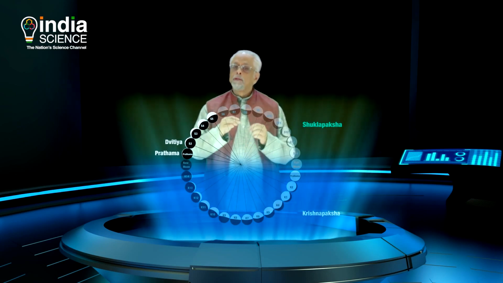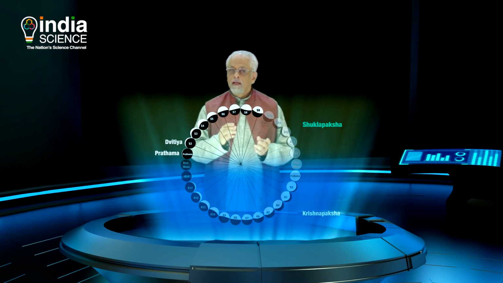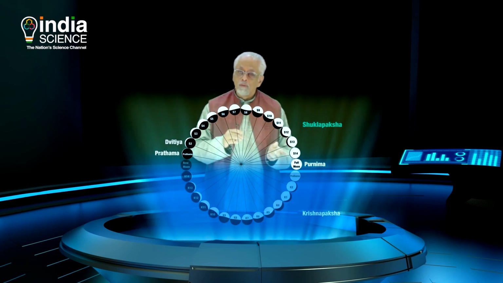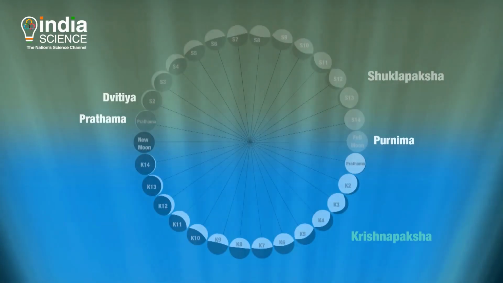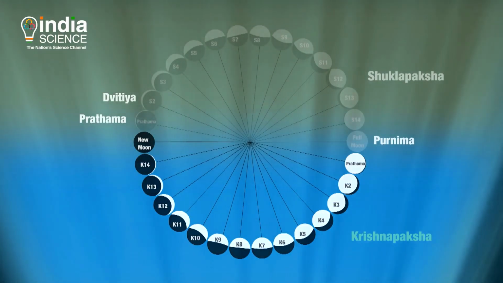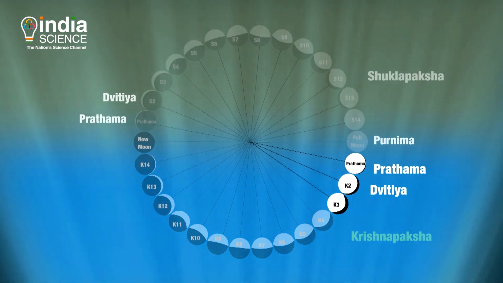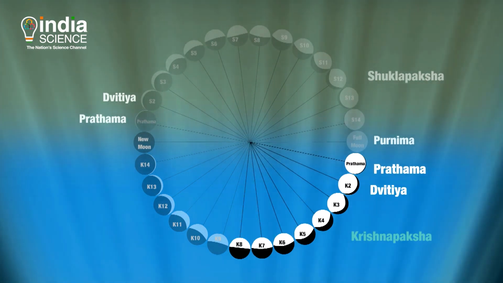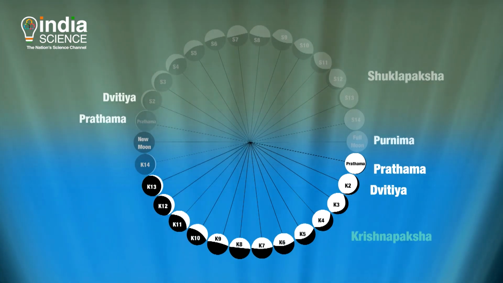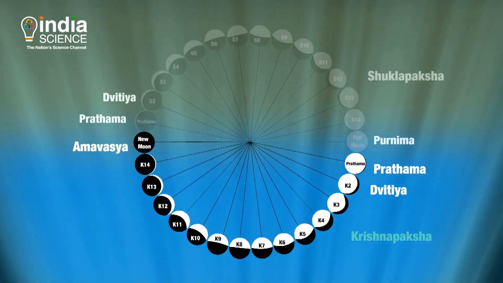Tithis in Shukla Paksha begin with Prathama, Dvitiya, etc. till we reach Purnima, the full moon. Similarly, for the Krishna Paksha, the Tithis again begin with Prathama, Dvitiya, etc. till we arrive at the Amavasya.